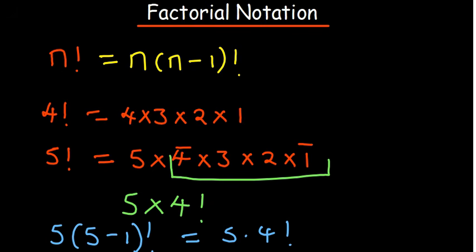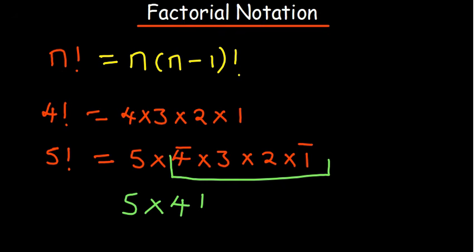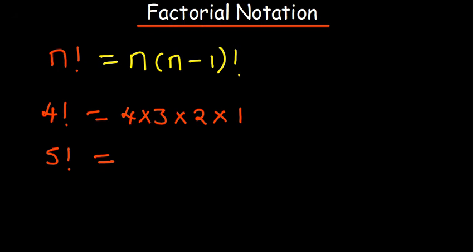Don't forget the factorial there. That's exactly what we did for 5 factorial. 5 factorial is the same as 5, and then we said 5 minus 1 factorial, which is 4 factorial, which is 4 times 3 times 2 times 1. We've proven that already, and we've seen that is true.